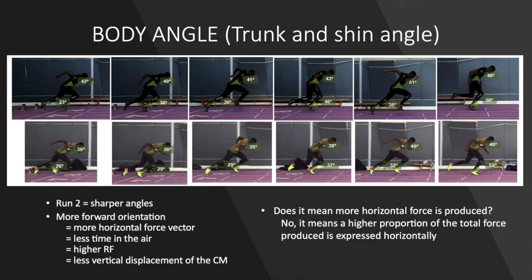So we have sharper angles, a more forward orientation, which means a more horizontal force vector, less time in the air, a higher ratio of force and less vertical displacement of the center of mass. Does it mean more horizontal force is produced? No, it means that a higher proportion of the total force produced is expressed horizontally.